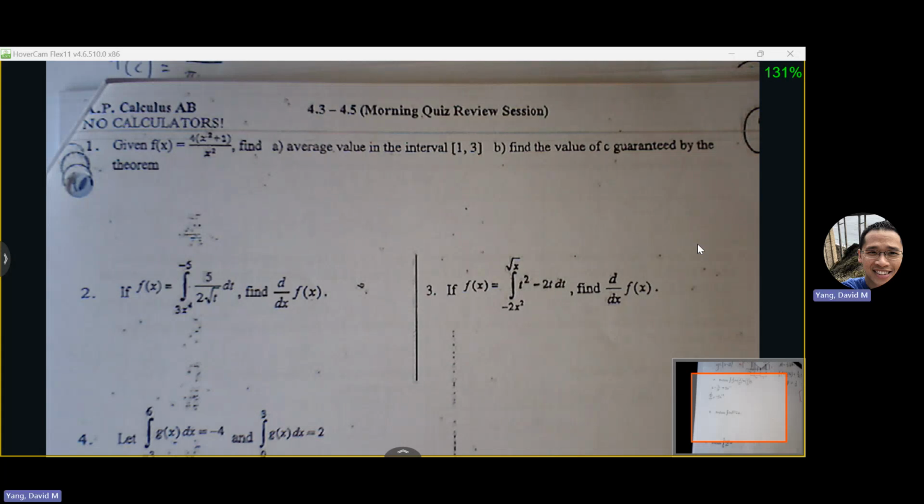All right, so given our function, find the average value in the interval. So we have to build our average value theorem and then put into our formula.